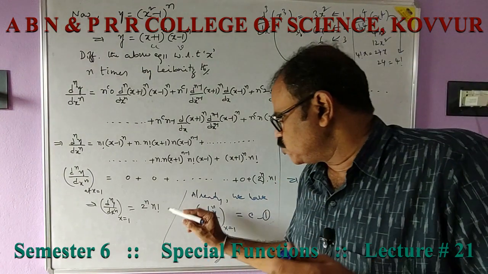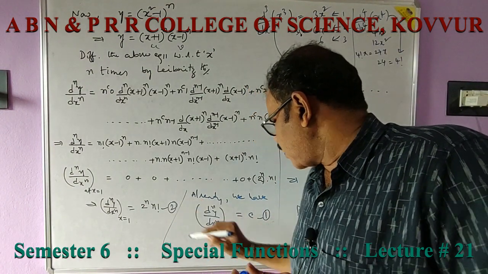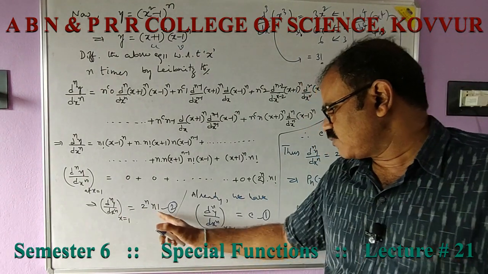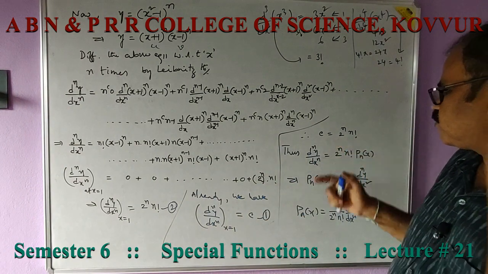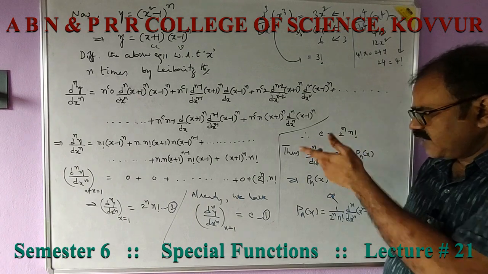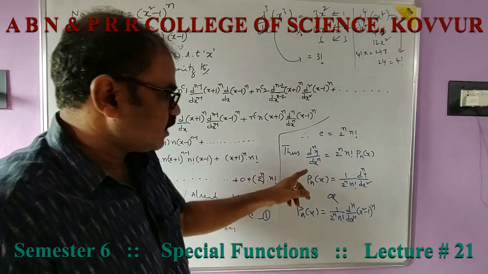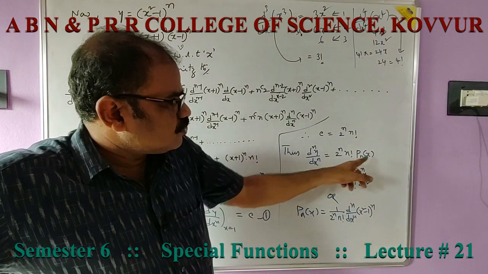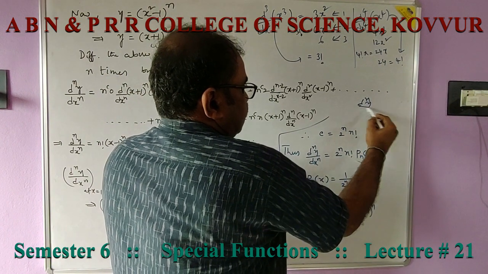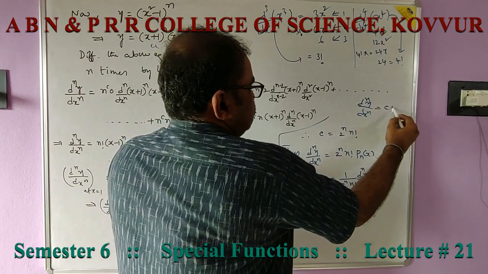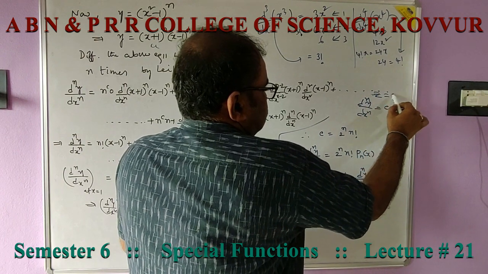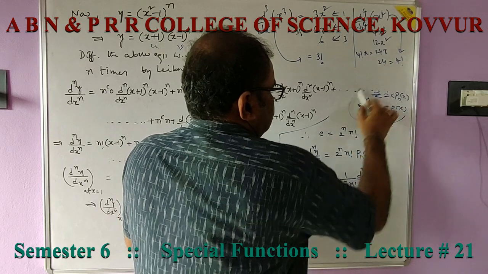Let it be equation 2. From 1 and 2 the left hand sides are equal. Therefore equating the right hand side, c is equal to 2^n into n factorial. Already d^n y by dx^n is equal to c into Pn(x). We have d^n y by dx^n is equal to c into Pn(x), which is z is equal to c Pn(x). Already we have this.